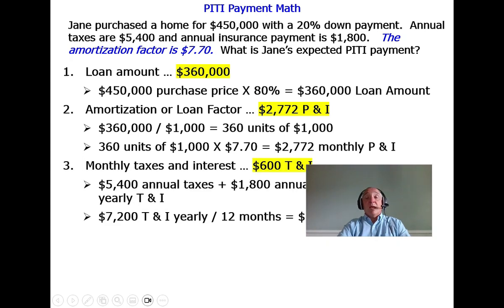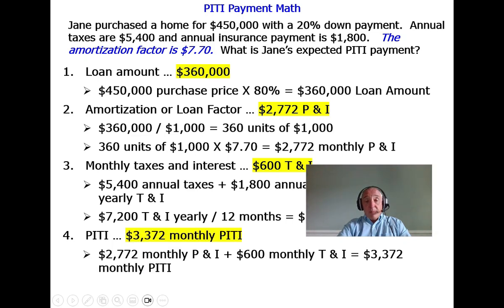Again, we do the same thing. $600 is the T&I, that's $5,400 plus $1,800 divided by 12. We end up with a monthly payment of $3,372. That's our monthly PITI.